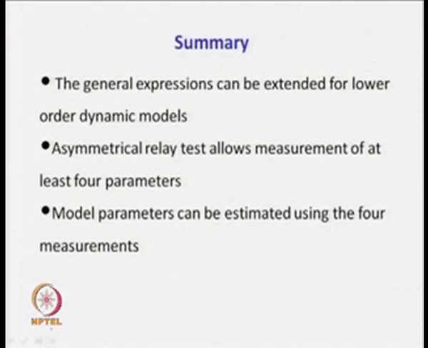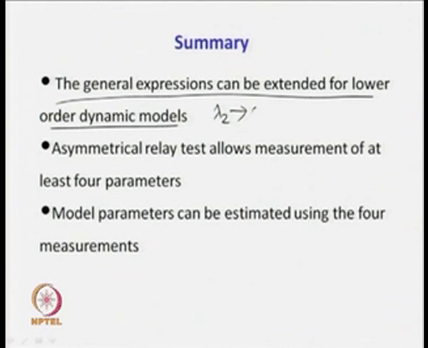Now, I will summarize the lecture. The general expressions can be extended for lower order dynamic models. What do you mean by lower order dynamic models? Sometimes what will happen, we can have simpler transfer function models for the higher order real time dynamical systems. In which case you have to put some limiting values for lambda 2 or so. So, lambda 2 can be put either 0 or infinity depending on the type of transfer function model we are targeting.